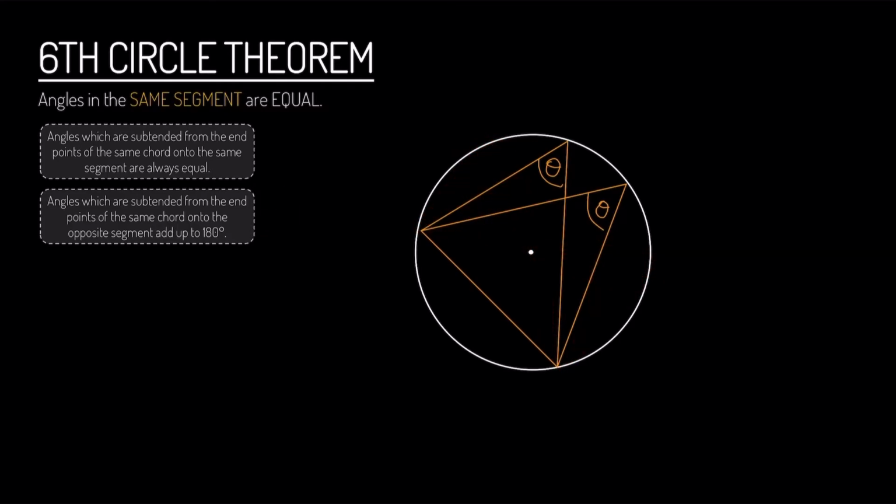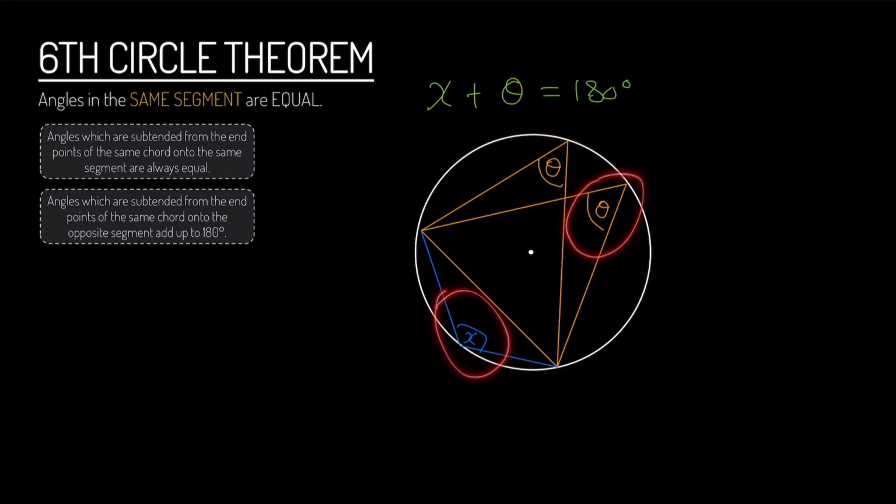It says the angle subtended from the endpoints of the same chord onto the opposite segment add up to 180 degrees. Now all that means is that if we made another angle in the opposite segment, so let's say this angle right here, we'll call this x. If we take x and add it to theta, so x plus theta, we should get 180 degrees. So x plus this theta is 180 and this x plus this theta is 180. It doesn't matter which way you use them. So let's move on to the seventh circle theorem.